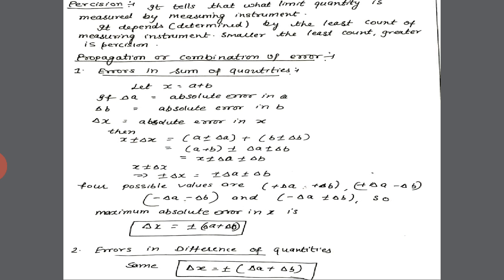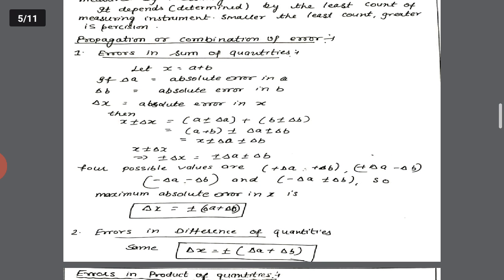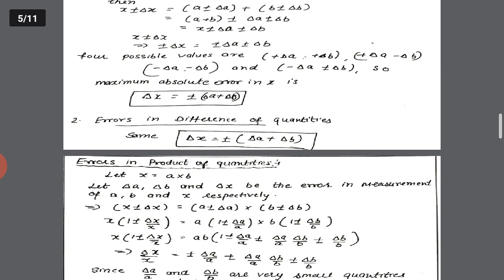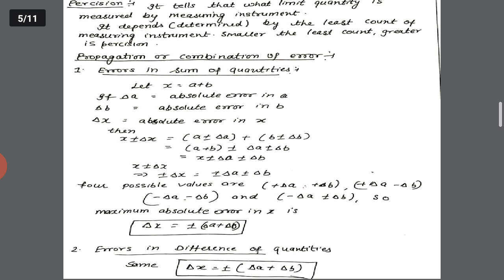Errors in the difference of quantities. In the first case we studied the sum of quantities. Now about the difference of quantities. Similarly, errors are produced in the difference of quantities. Only the sign will change, minus or plus.